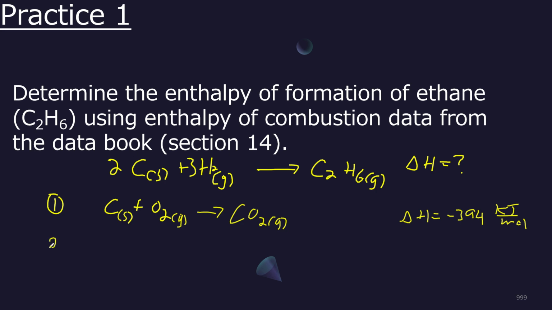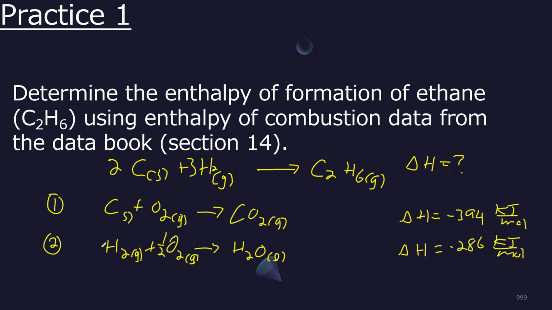Then the combustion of hydrogen, that's going to be H2 plus O2 goes to H2O. Gas, liquid, gas, but we only need 1/2, or 0.5 moles of O2. Delta H for that process is minus 286.